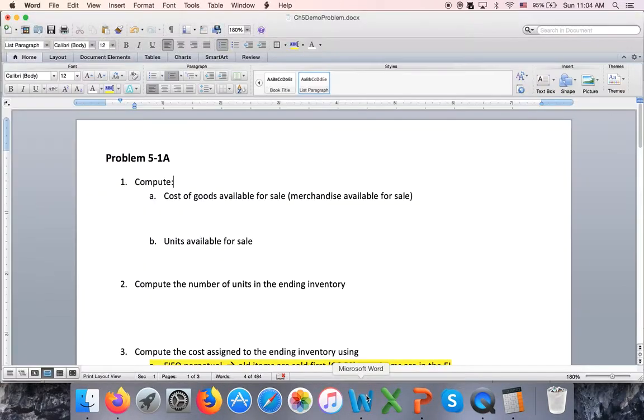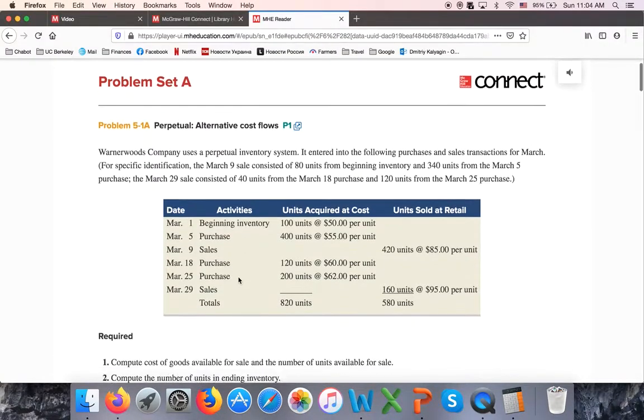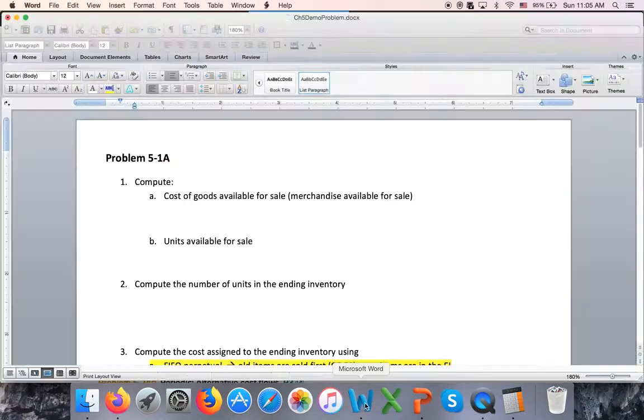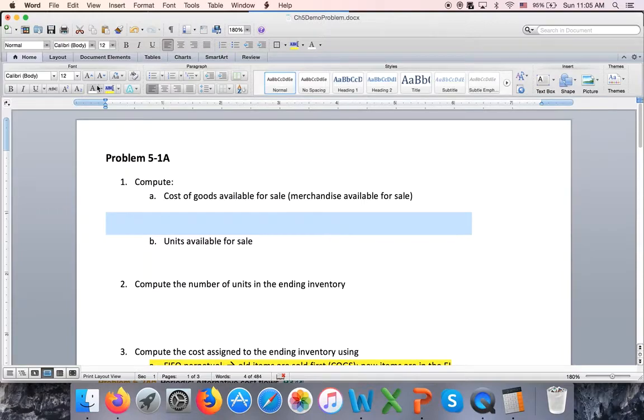Let me answer a couple of questions in this problem. The problem asks the questions, and I also have the same questions on the printout. Compute the cost of goods available for sale, or merchandise available for sale, and the number of units available for sale. The units available for sale I already know, 820. For the total cost of merchandise available for sale, I'm going to multiply all of this together and add it up, and it will give me the cost. So here I have the same question: what's the cost of goods available for sale?